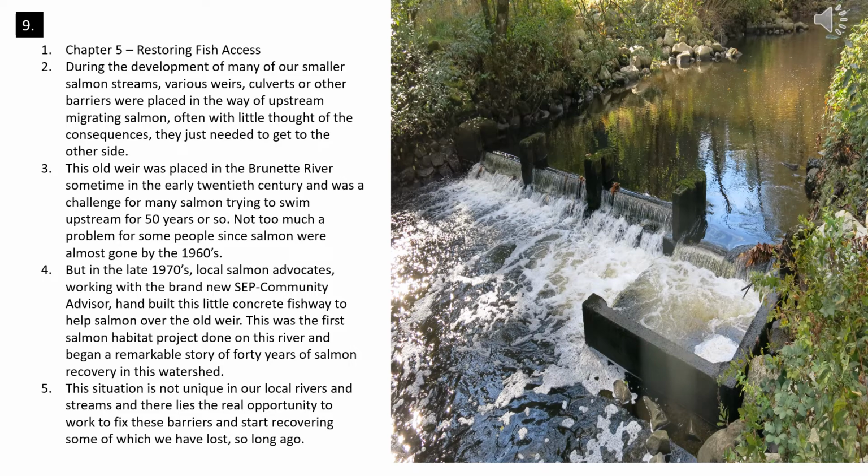So this is an old weir which was placed in the Brunette River sometime very early in the 20th century and was a challenge for many salmon trying to swim upstream for at least 50 years or more. Not too much of a problem for some, since salmon were almost gone in this watershed by the 1960s. But in the late 1970s, local salmon advocates, again a fish and game club, individuals working with the brand new SEP community advisor, hand-built this little concrete fishway to help salmon over the old weir.